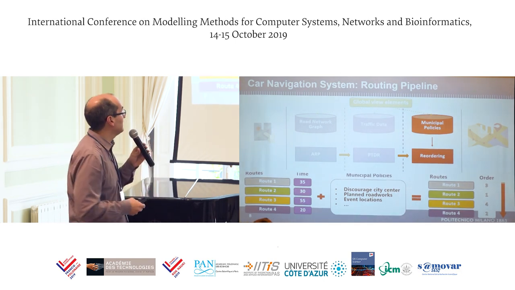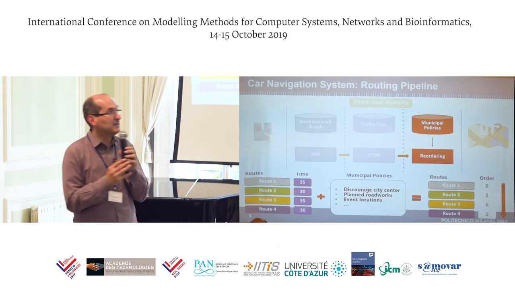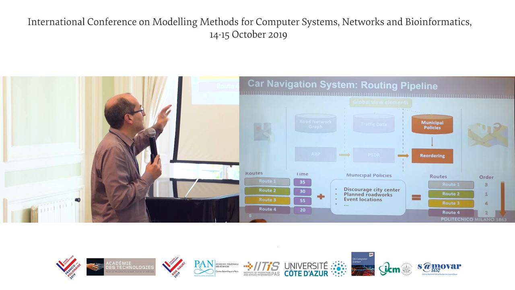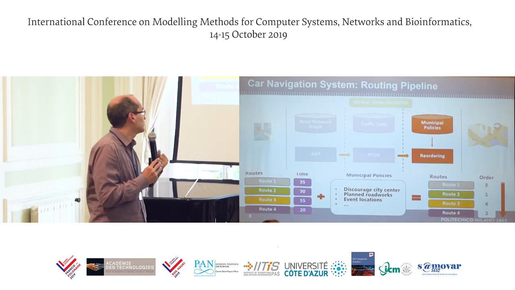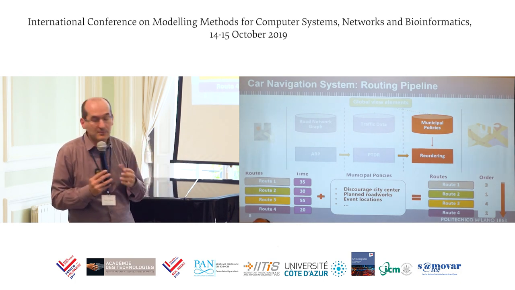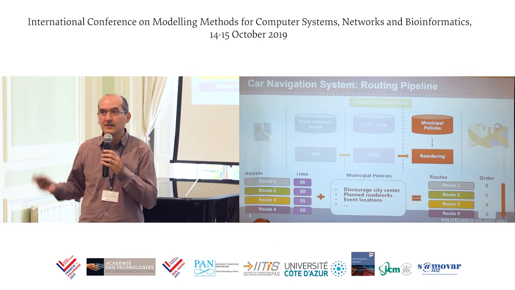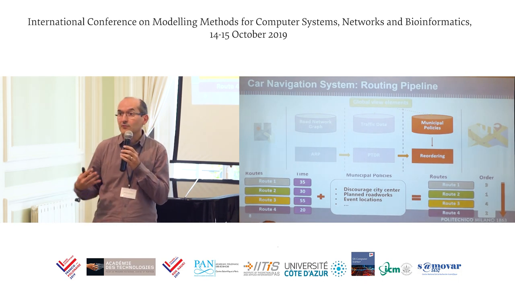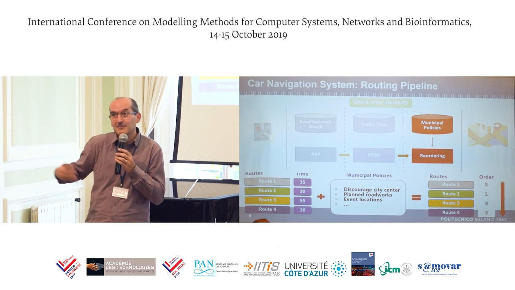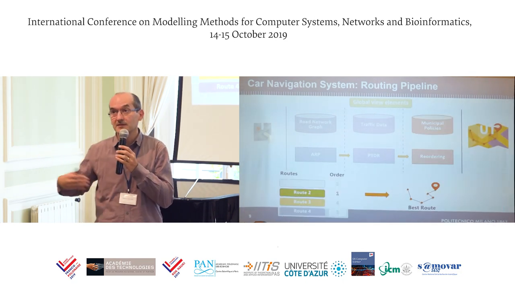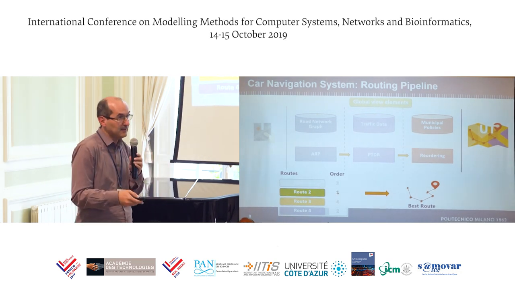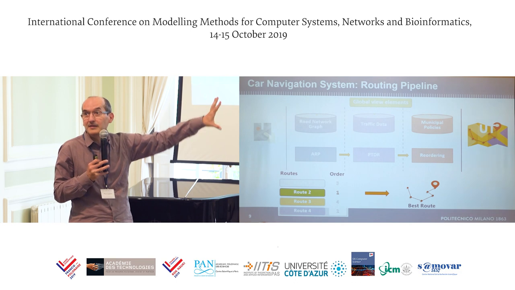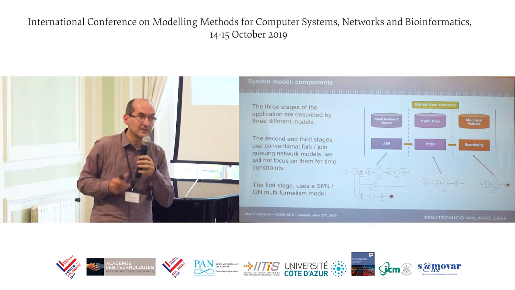And the final stage tries to sort all these alternatives according not only to the average travelling time or the percentile of travelling time, but also to other policies coming from the municipality, like discouraging passing through the city center, or avoiding roadworks or event locations, or whatever. So it can find routes that might be actually faster, or even if they are the fastest, will not create too many problems in the city. Finally, the best route is sent back to the car navigation system that will then lead the car from its starting point up to its destination.